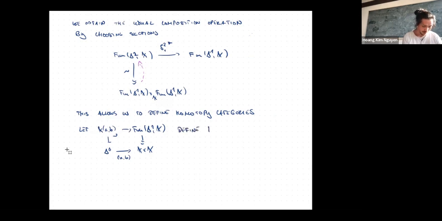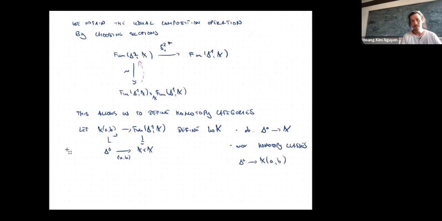And then define the homotopy category of X to have objects the points in X, and morphisms should be homotopy classes of maps of points in this object of arrows from A to B. And we can actually use this to define a two-category associated to the tribe.